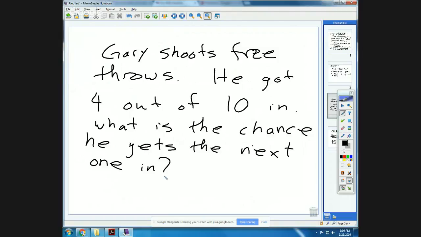So you watch Gary shoot 10 times. He got 4 of them in. He's about to shoot again. What do you think the chance, based on that information, is going to get it in? 2 out of 5 chance, 4 out of 10 chance, 40%.